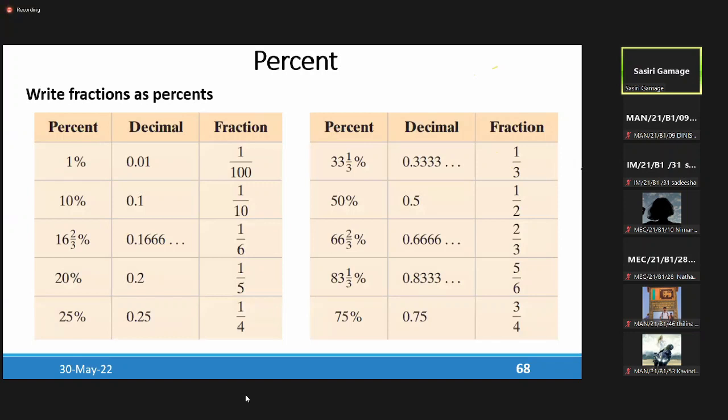Then these are some commonly used fractions and decimals. Commonly used means mostly used in values අපි නිතර use වෙනවා.